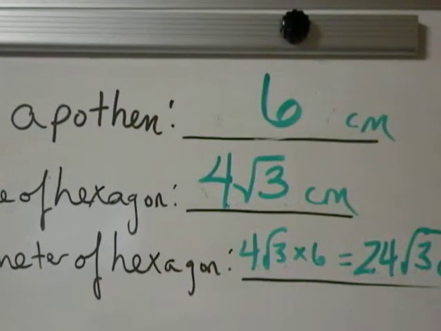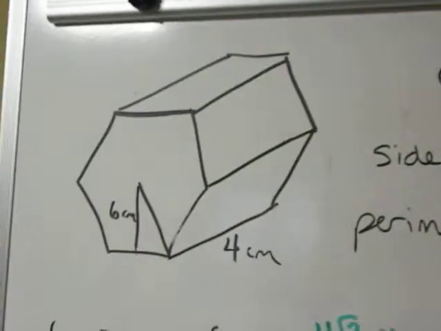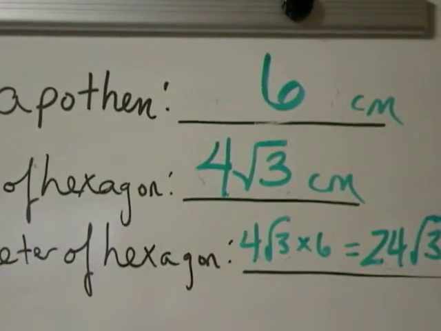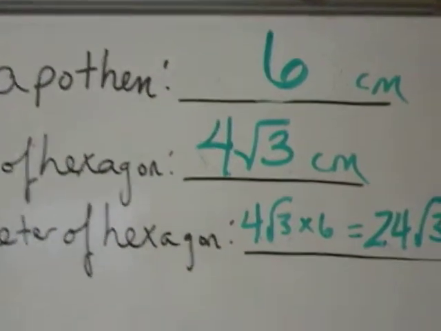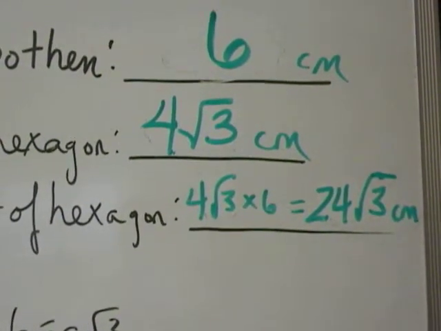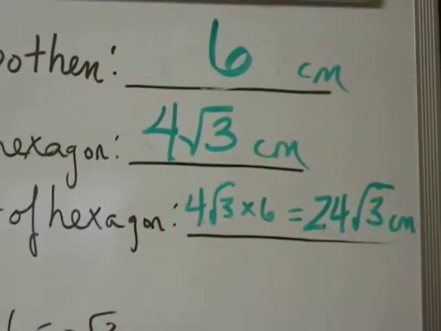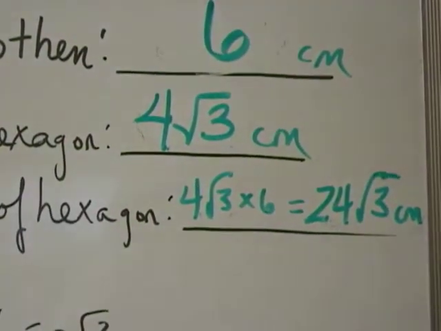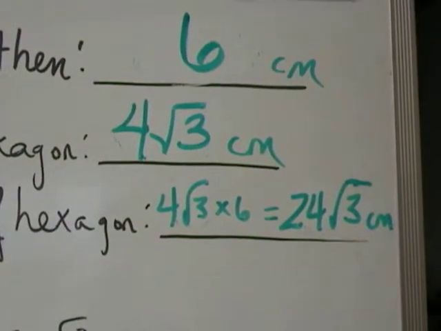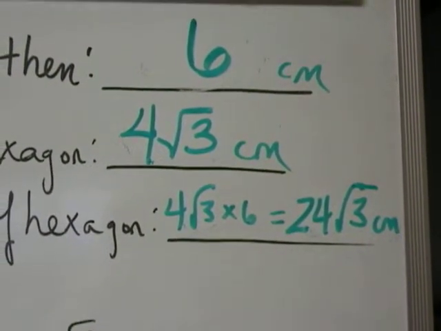Now I know the apothem was 6 centimeters. That was given. The length of a side of a hexagon, remember, is the same as the length of 2A, so that was 4 radical 3 centimeters. And to figure out the perimeter, I have to take one side length, 4 radical 3, and multiply it by 6, because a hexagon has 6 sides. So I really only multiply the 6 and the 4, so the entire perimeter is 24 radical 3 centimeters.